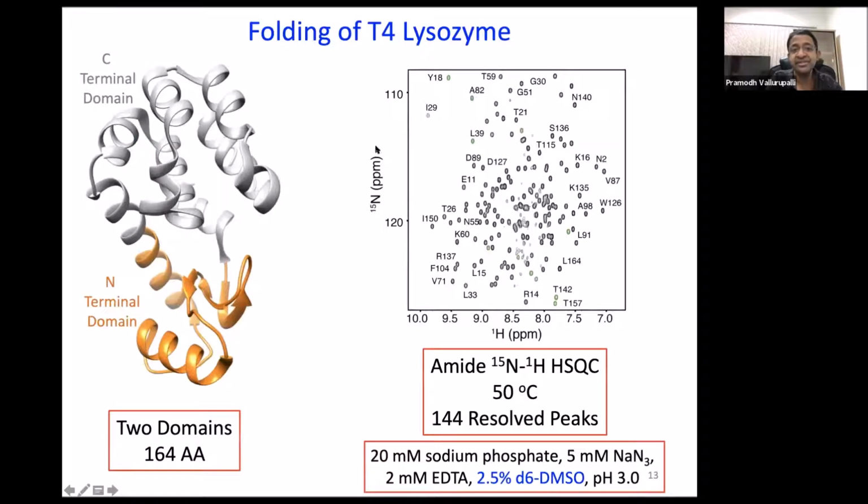Okay, so returning to T4 lysozyme, this is the spectrum at 50 degrees where we can study the folding. And as you can see, it's very well resolved, and we have 144 well resolved peaks, which means we can basically study dynamics at almost every site in the molecule.